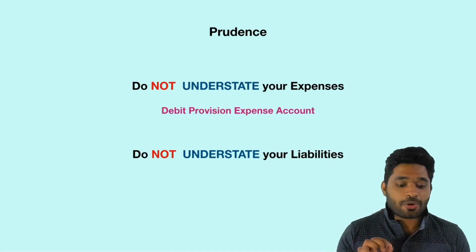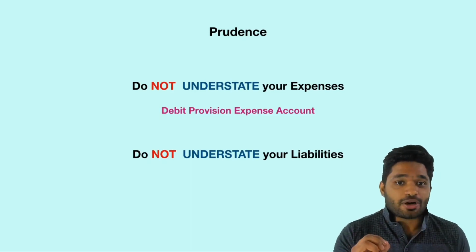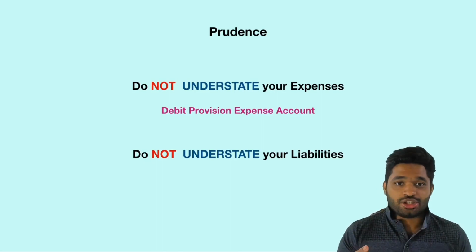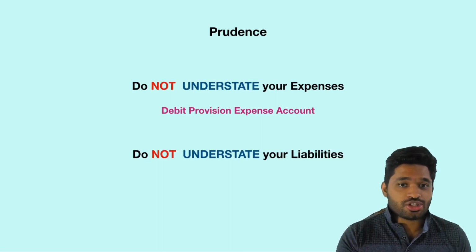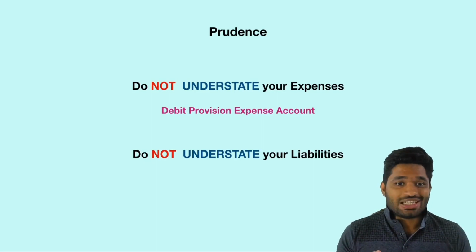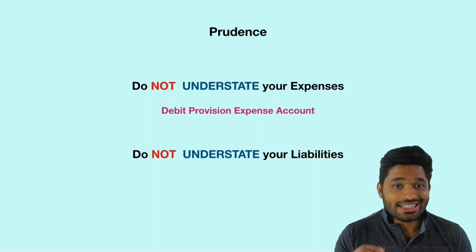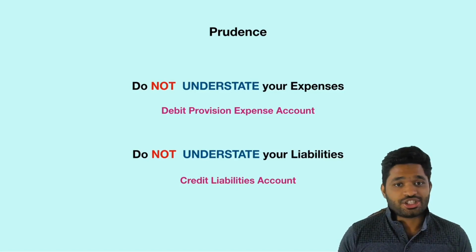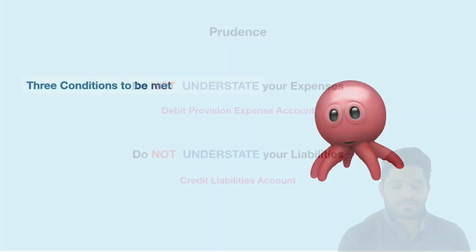Therefore, we create a provision for that expense and we debit the provision expense account. And we have an obligation to pay $300,000 to Jonathan. So that $300,000 is a liability. So we are recognizing a liability. We credit the liability account to reflect that in our financial statements.